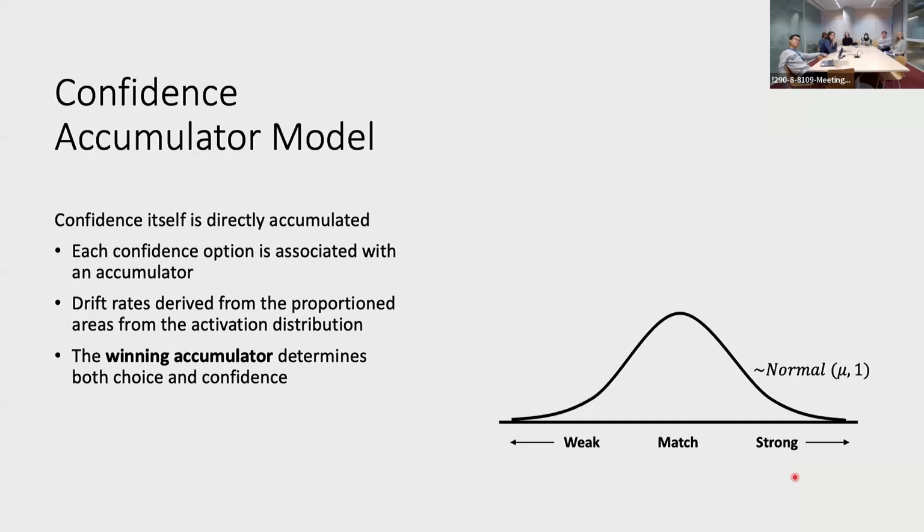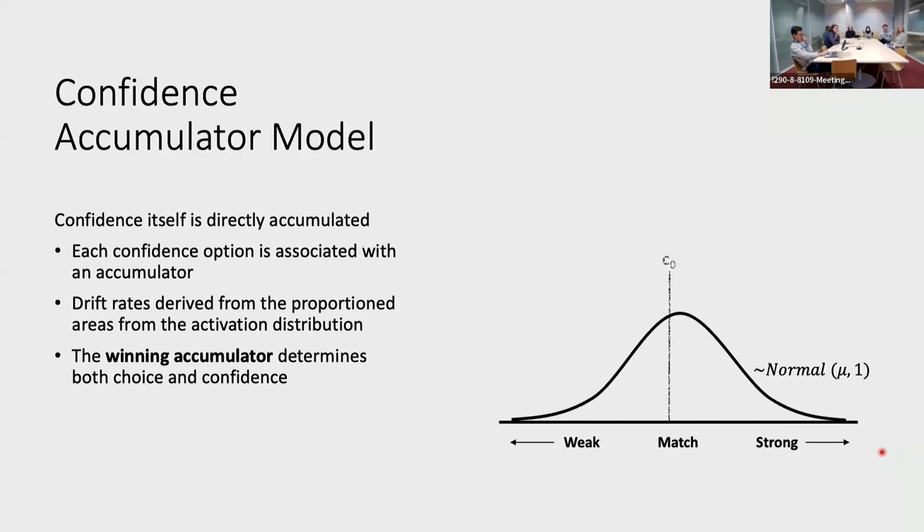Like the earlier models, it's assumed that each test item here is associated with a normally distributed level of activation. The mean of the distribution is freely estimated, but the standard deviation is fixed to 1 to prevent identification issues. We previously talked about how this model treats confidence as a multi-alternative decision, right? Now the question is, how do we use this distribution to generate evidence for each confidence alternative? We can get the idea first by looking at a two-choice decision.